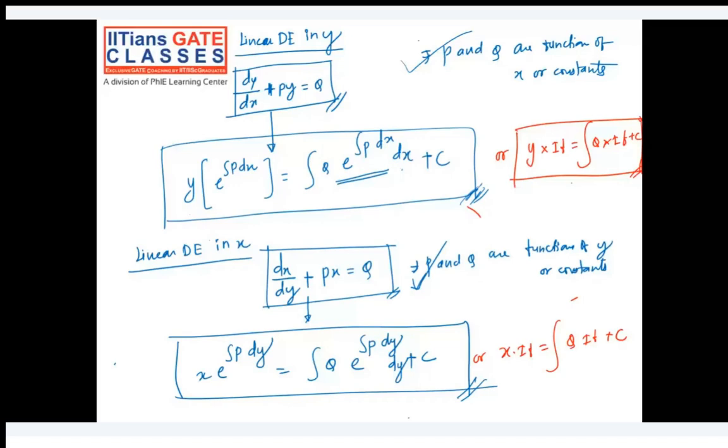Let me give you one first question. x cos of x, let me give this question first. (x plus 2y cube) dy divided by dx equal to y. Solve this differential equation given x of 1 equal to 0.